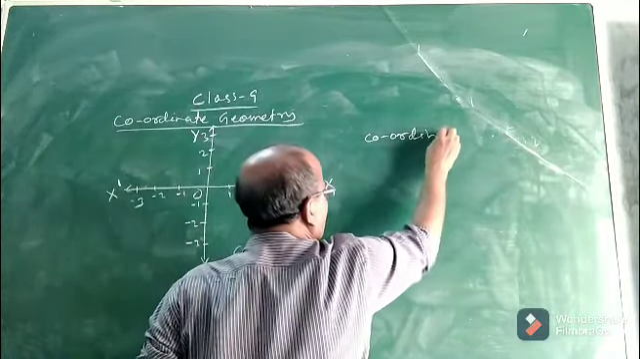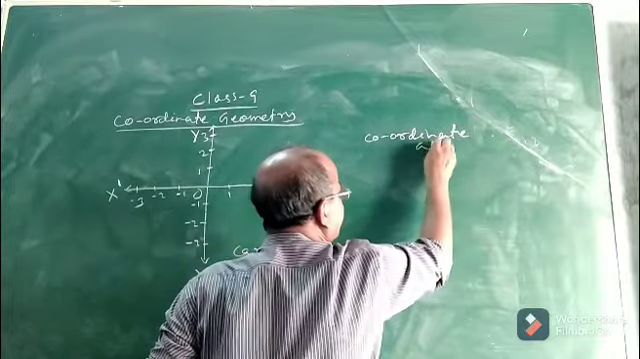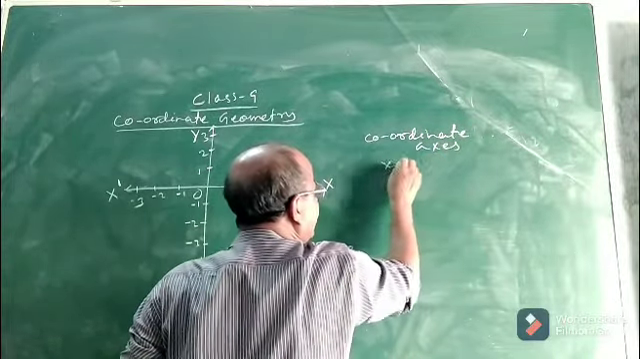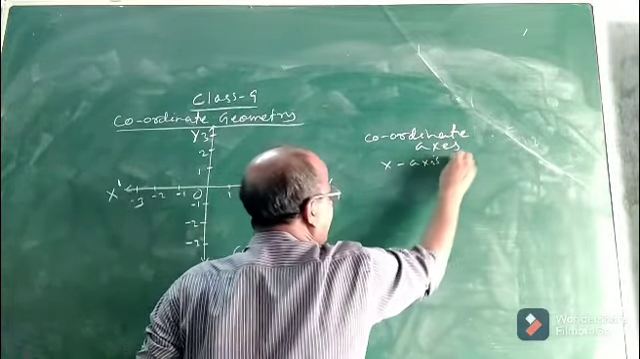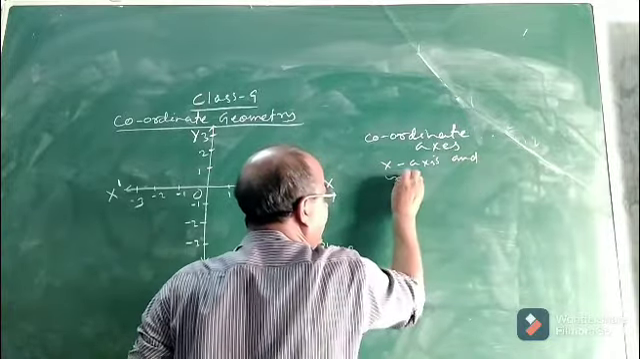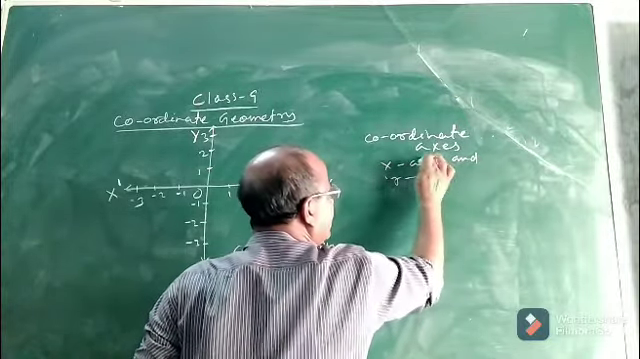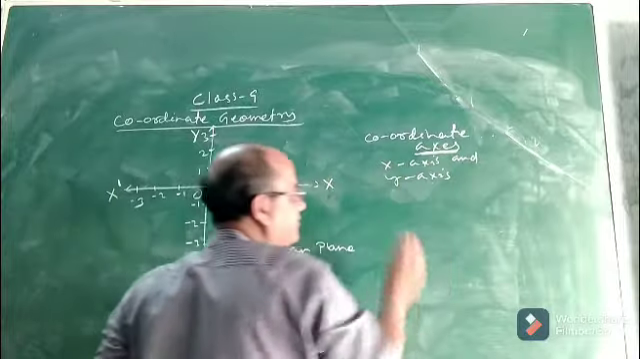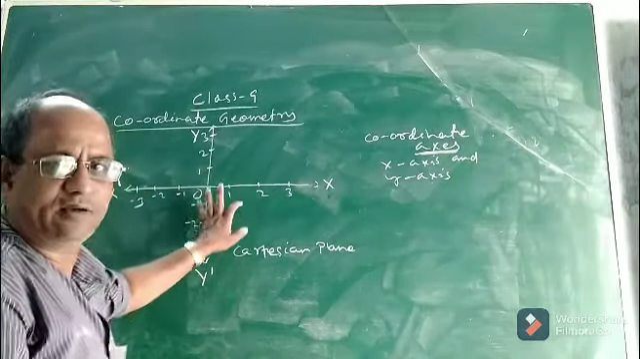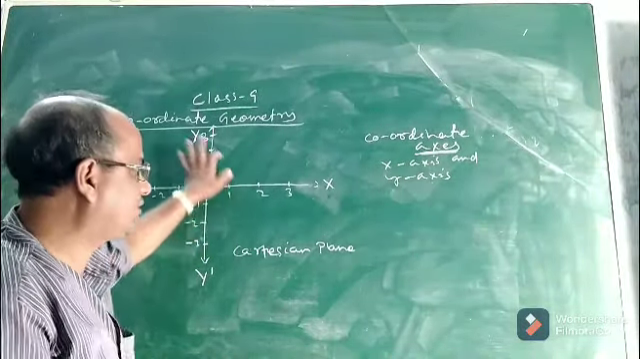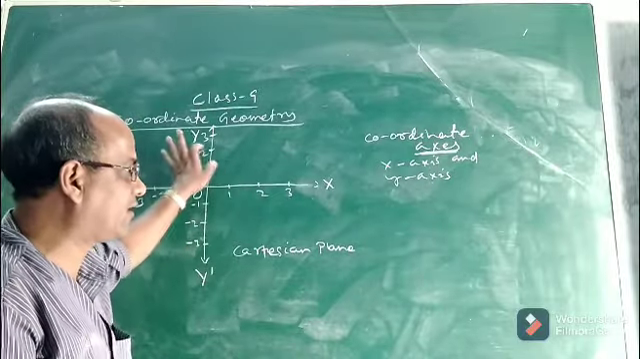Coordinate axes include both the x axis and the y axis. This is the plural of axis. Now see, these two coordinate axes, x and y.